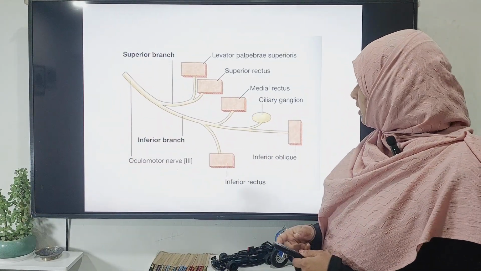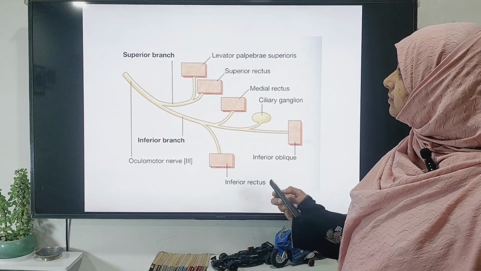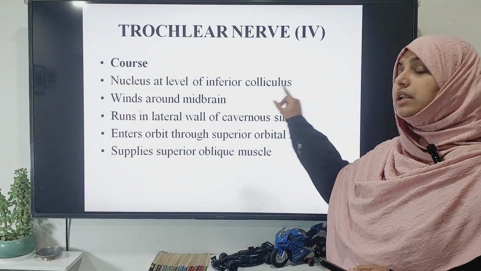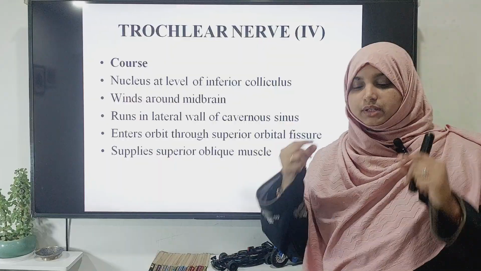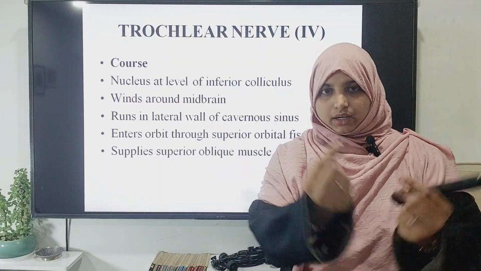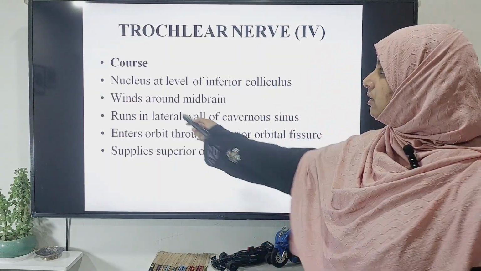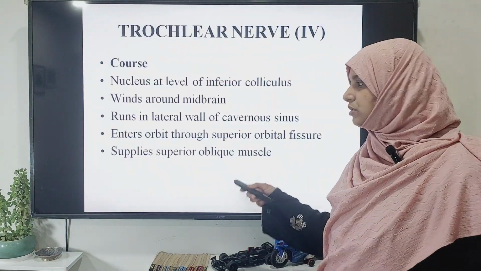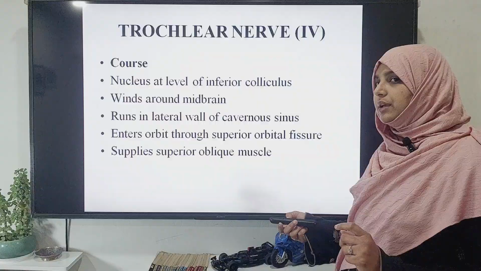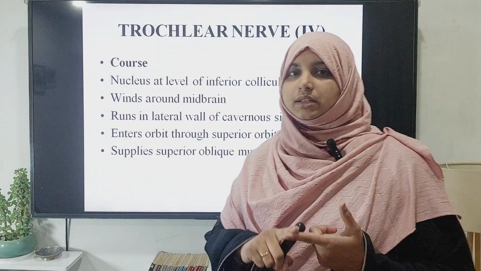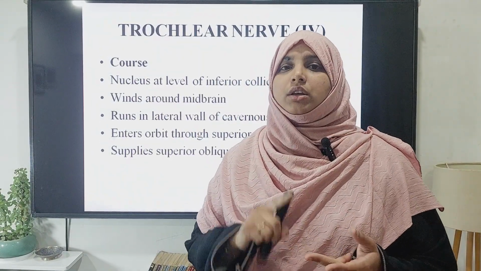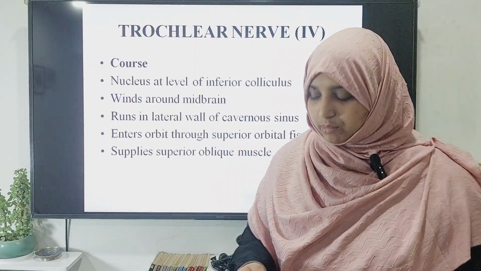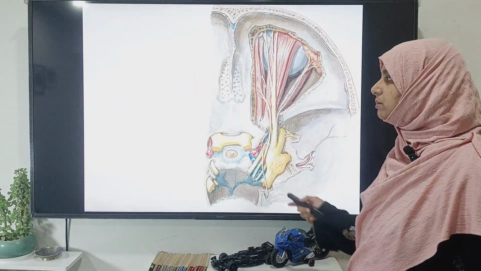Next, the trochlear nerve. This has a nucleus at the level of the inferior colliculus. I told you it winds around the midbrain and comes to the front. It runs again in the lateral wall of the cavernous sinus and enters the superior orbital fissure. If you remember the mnemonic LR6SO4, SO4 means the trochlear nerve supplies the superior oblique muscle. That's the only muscle it supplies.